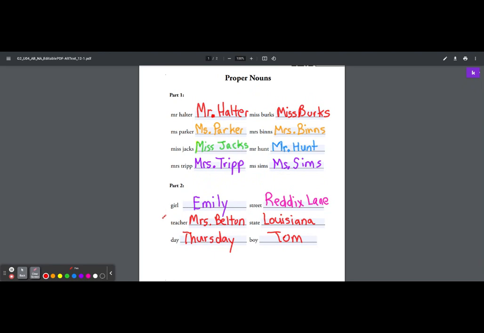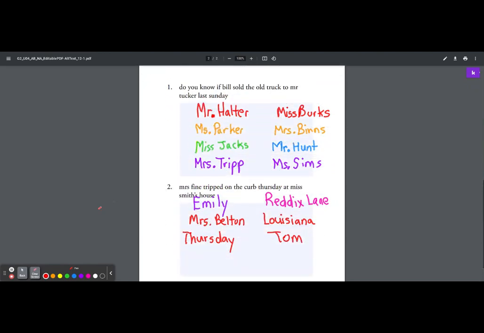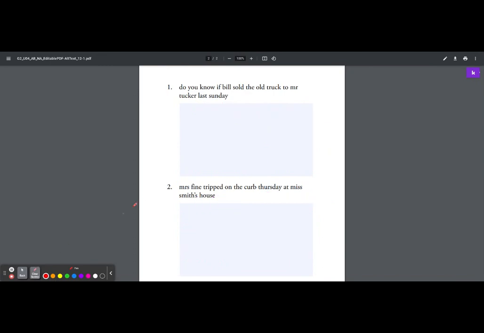Now, you did have some work on the back of the page. So let's look at the back of that page. I'm going to move the page, erase that. So it says, correct these sentences. Do you know if Bill sold the truck to Mr. Tucker last Sunday? So we've got to make some corrections on here.